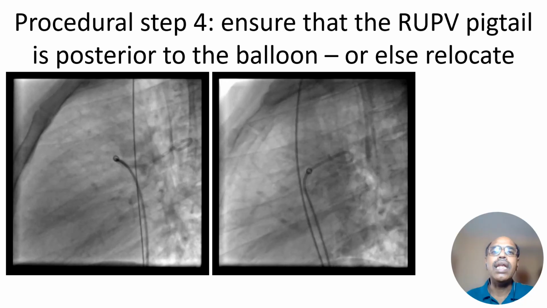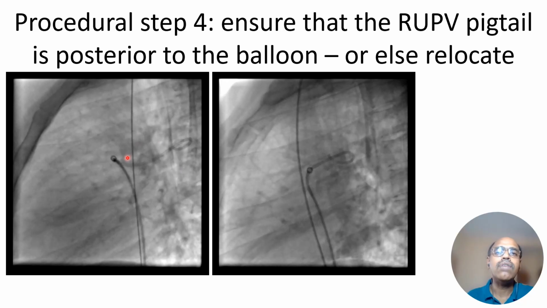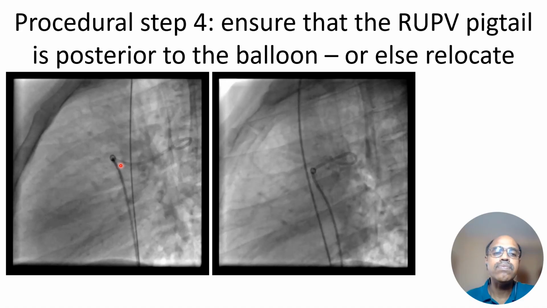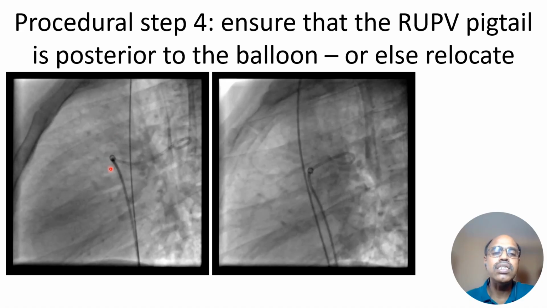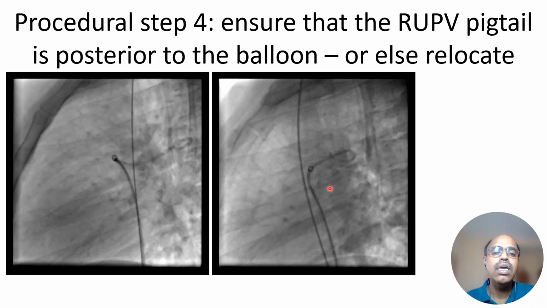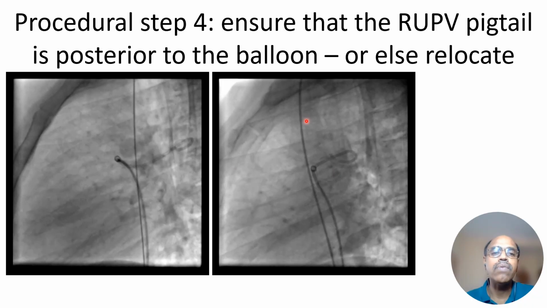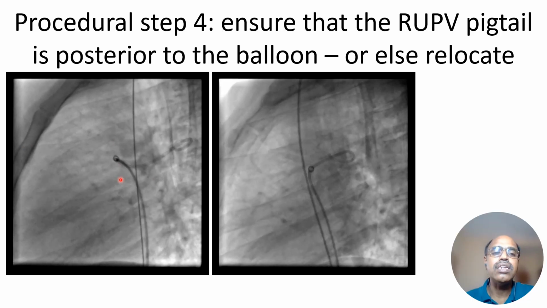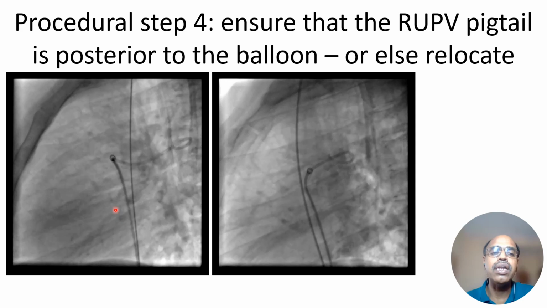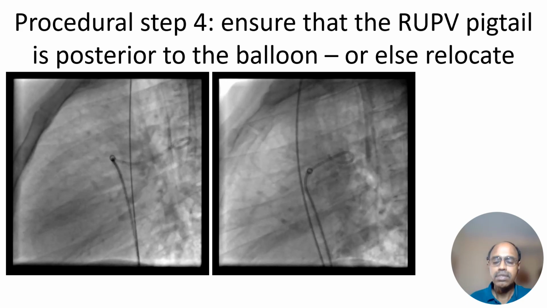Turn to a lateral view and confirm that the catheter is correctly placed. Here you can appreciate the Mullins sheath is actually anterior to the SVC wire. It should not be the case. It should be like this, posterior. So if you identify that the Mullins sheath is anterior, pull back the SVC wire and re-advance the SVC wire.